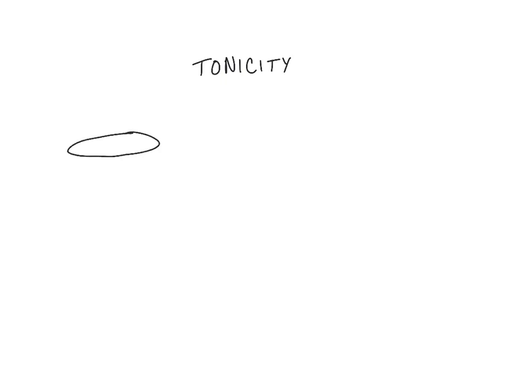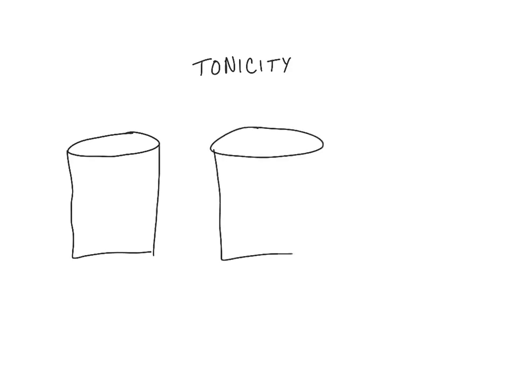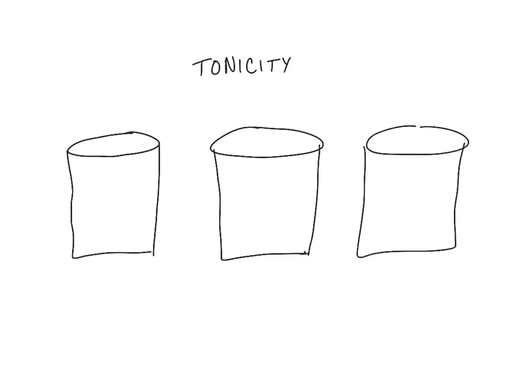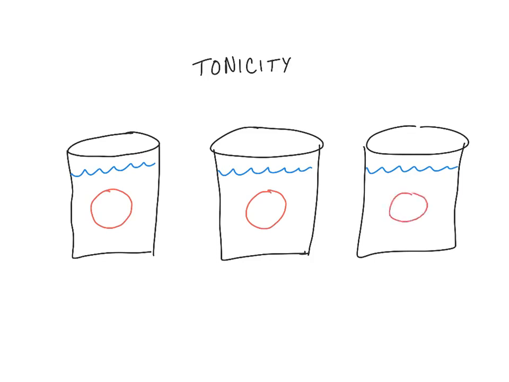So let's say we have 3 beakers. And these beakers have different solutions in them, and these solutions have different concentrations. And let's take a red blood cell and put one in each of these different solutions. So first, let's look at our isotonic condition. In our isotonic condition, remember that this is our homeostasis. So this is the one that our body is trying to maintain.